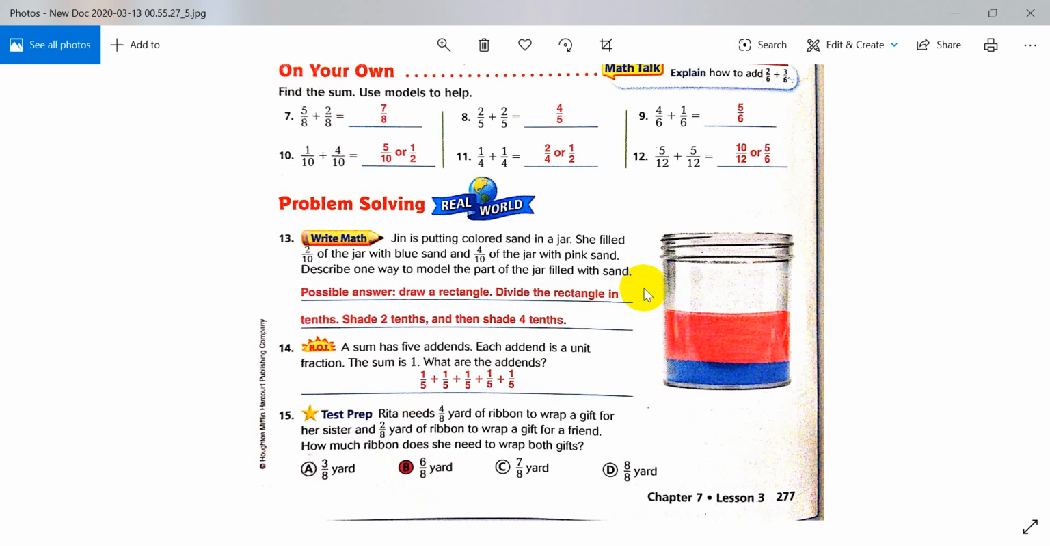I wish and hope you understand the lesson well. Okay, and you can solve again from 7 to 12 to check your answers and find out whether you understand the lesson or not. Okay, see you later.